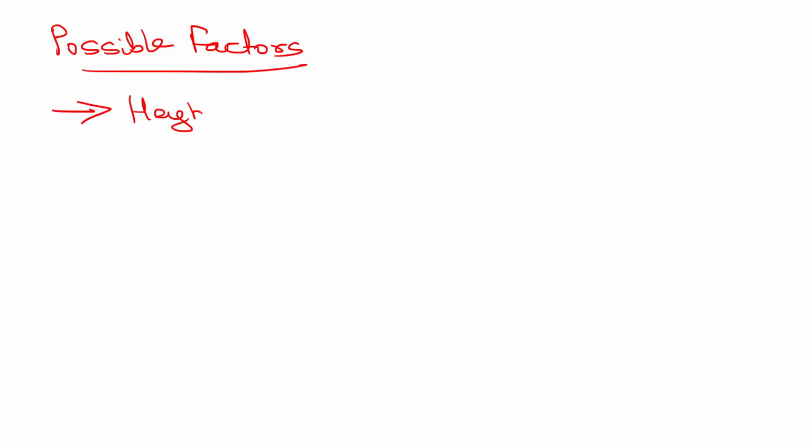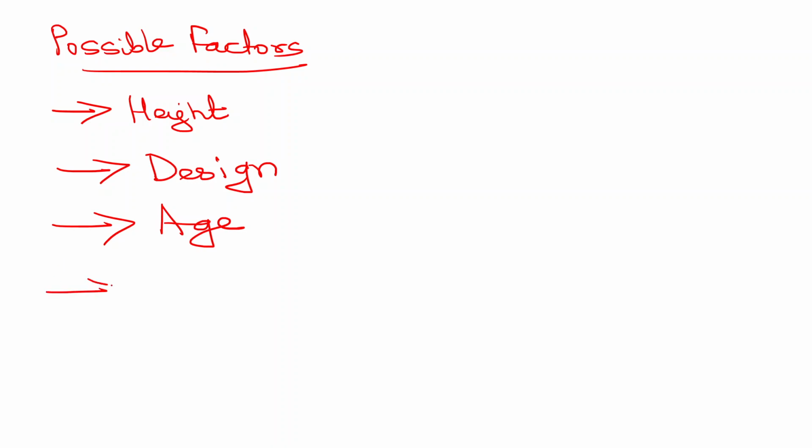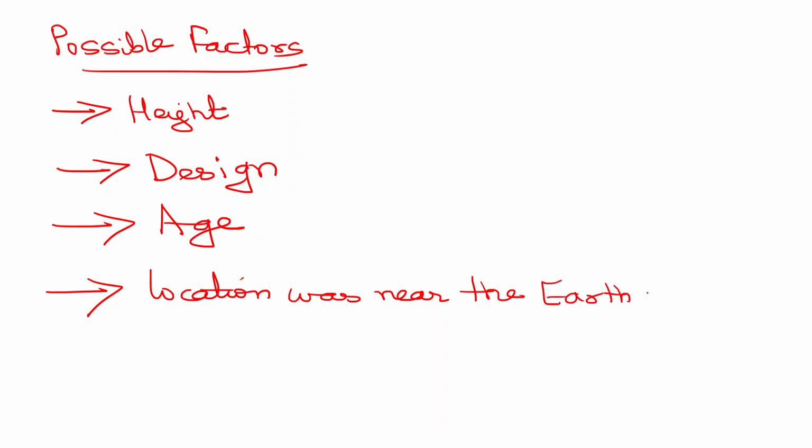Now, suppose possible factors could be the height of the building, that let's say it was taller than other buildings in the city. It could be the design of the building. It could be the age of the building. It might be an older building. It could also be due to the fact that its location was near the earthquake's epicenter.